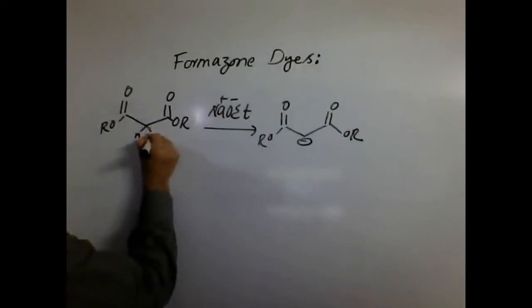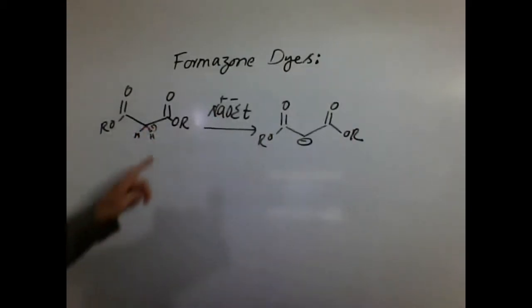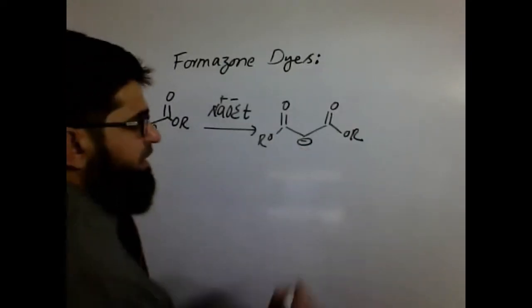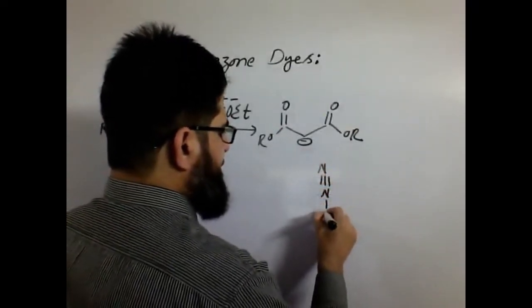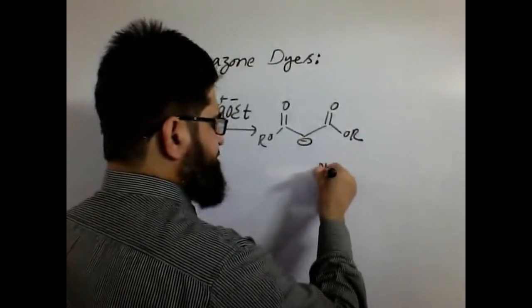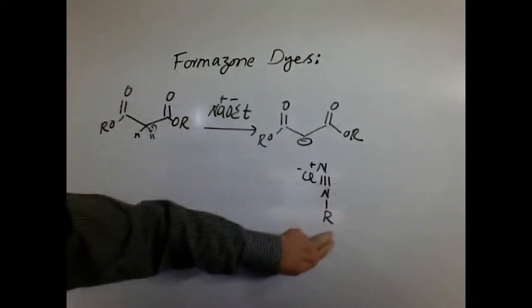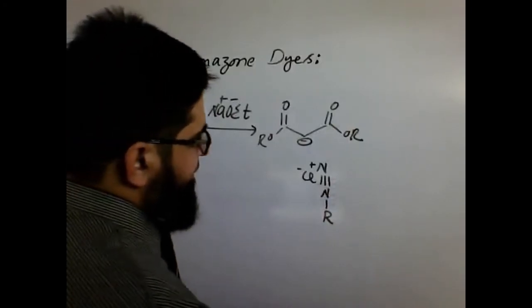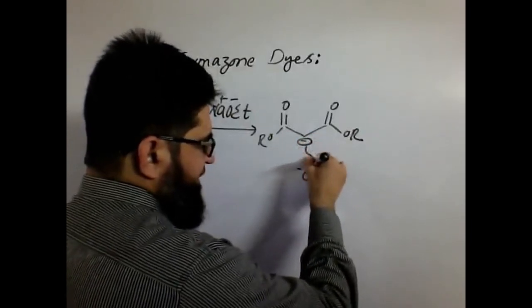taken by the base, and its electrons remained with the carbon. So consequently, the carbon has to carry a negative charge. At this point of time, if we have a sort of diazonium salt, where nitrogen carries positive and negative, then what could have happened? This negative carbon will attack at the nitrogen.